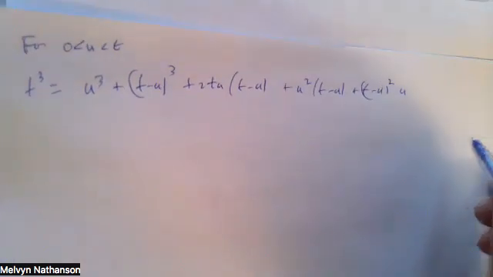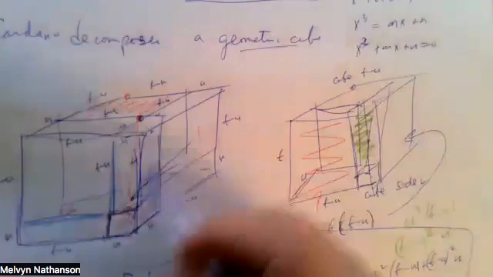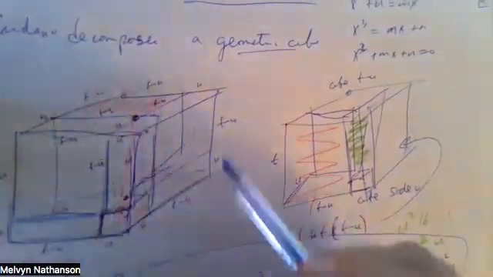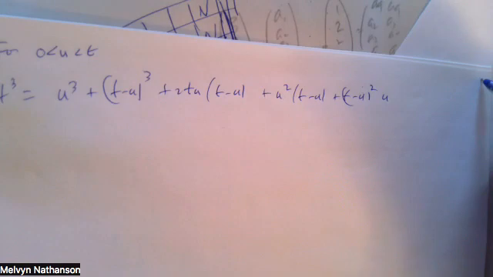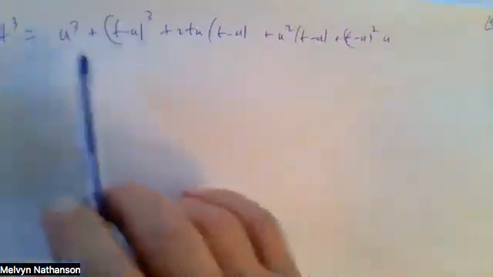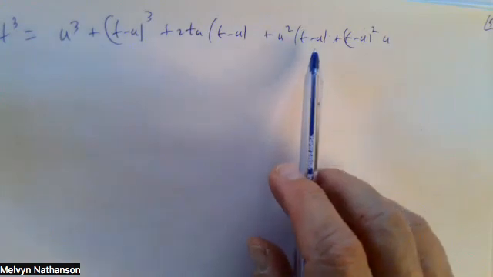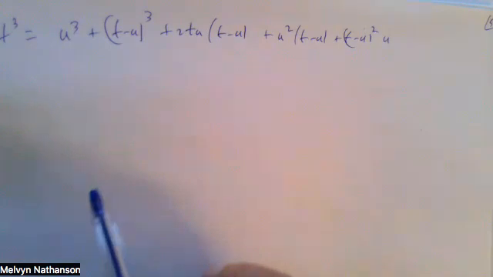Now, I worked out this formula geometrically by taking the cube and cutting it up into 6 pieces. If you prefer algebra, of course, nowadays, you can just check this identity algebraically. Just expand the right-hand side. You'll get everything canceling except a t cubed at the end.